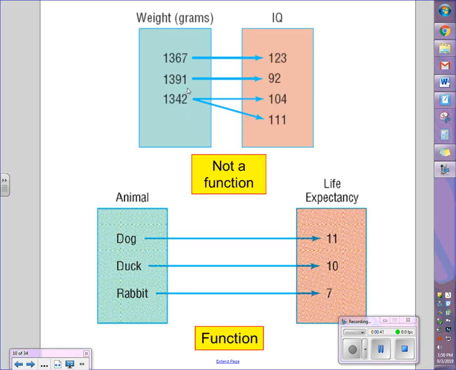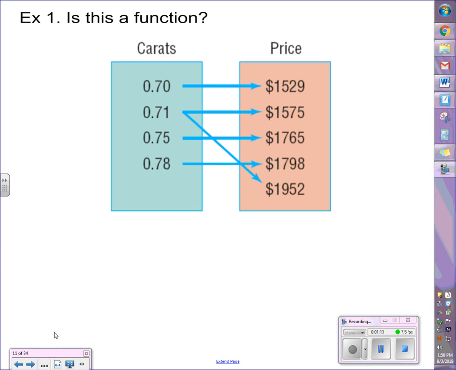So the first diagram illustrates what not a function would look like. As you can see, the input of 1, 3, 4, 2 has an output of 104 and 111. So again, every input has to have only one output. The bottom diagram, as you can see, every input only goes to one output. So therefore, it does represent a function. I want you to answer if this is a function or not.